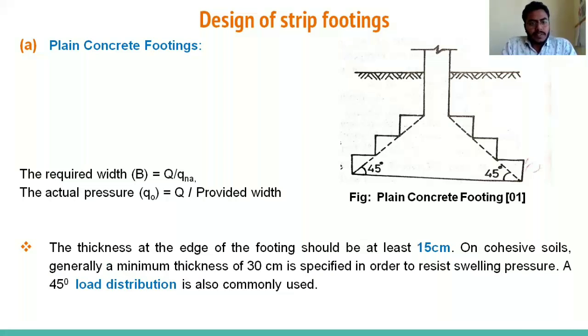So there is a codal provision. The thickness at the edge of the footing should be at least 50 centimeter. On cohesive soil, generally a minimum thickness is specified in order to resist swelling pressure.